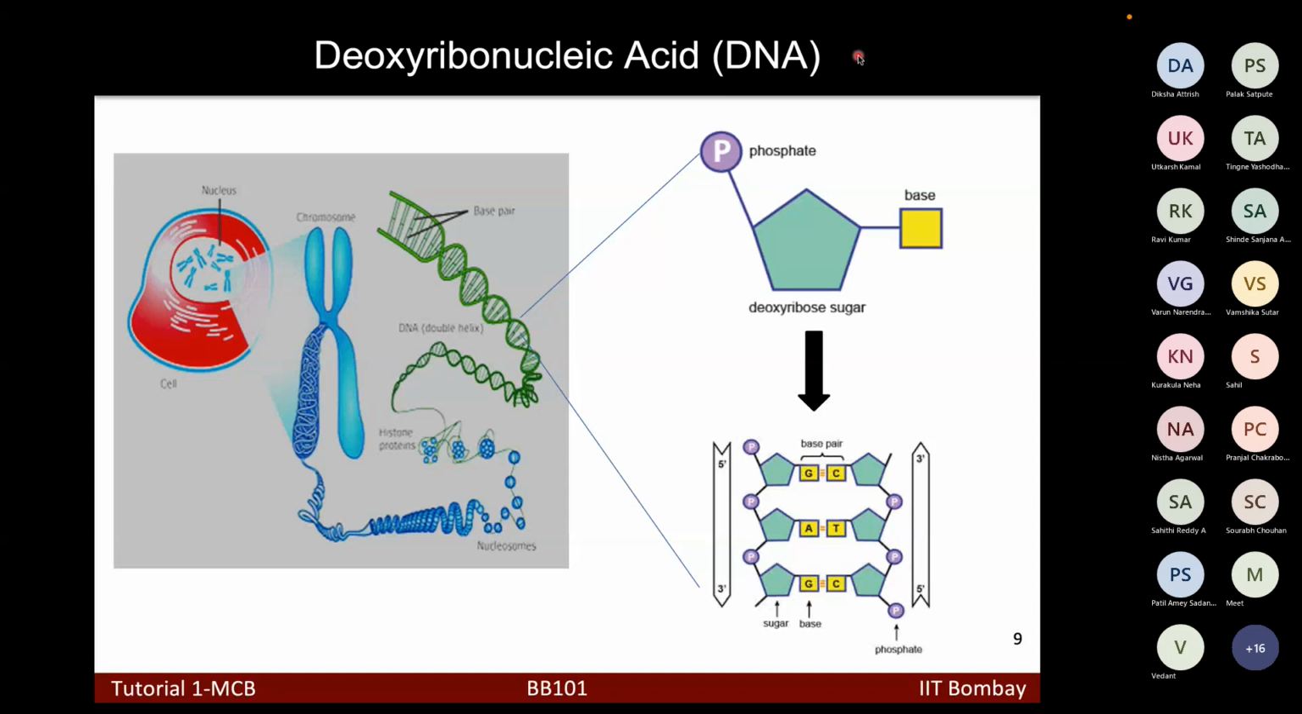Now this is the general structure of DNA. There is a double helical structure, and this DNA double helix is wound around certain proteins called histones, and this histone plus DNA combination is tightly wound around multiple times, and it gives rise to this kind of structure which we call chromatin.